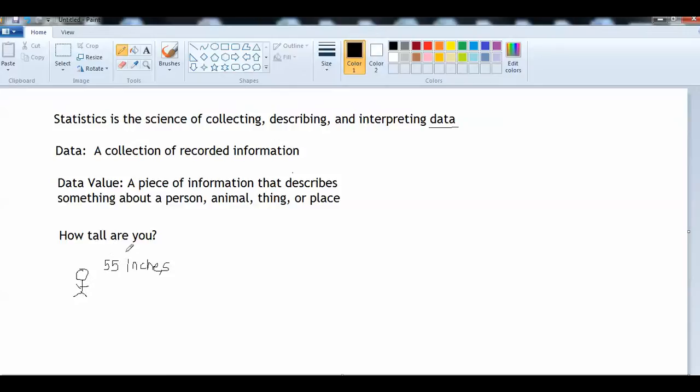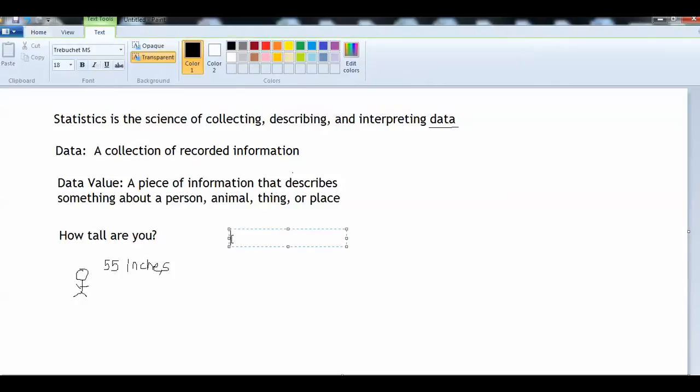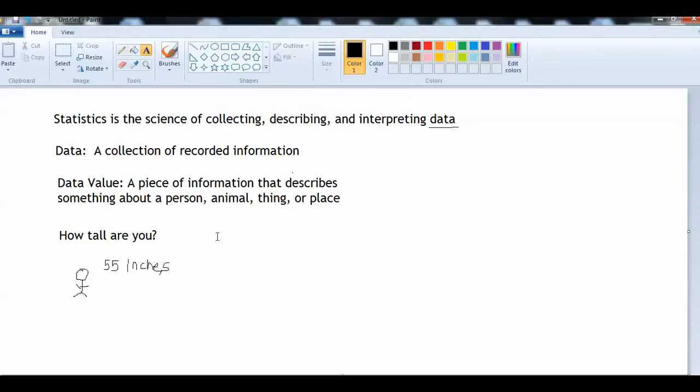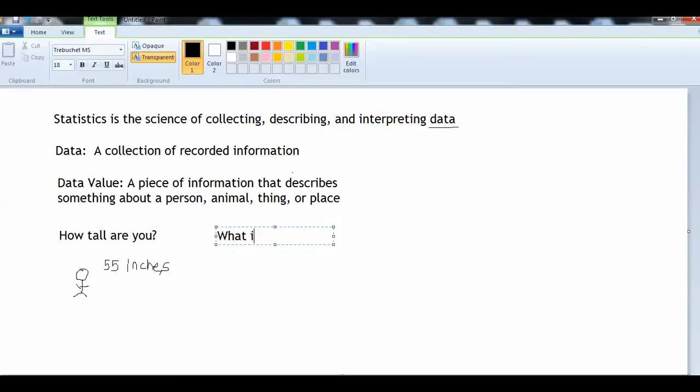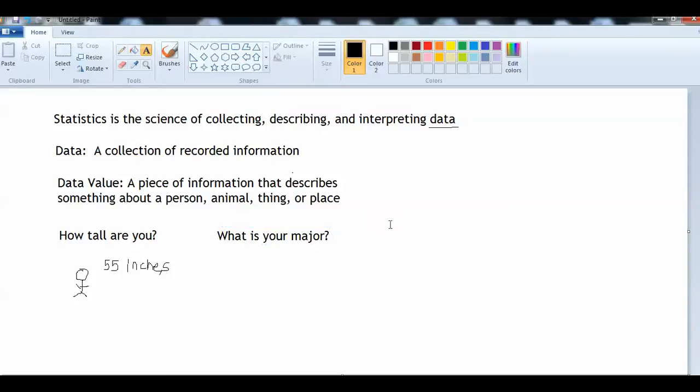So after we recorded this piece of information right here, we would say that this is a data value that we have recorded. What if we asked, well, we could do an example that doesn't have to do with people. Or maybe we'll do one more example with people. I say, what is your major? Maybe I'm talking to a college student. And the person says, I'm a psychology major.